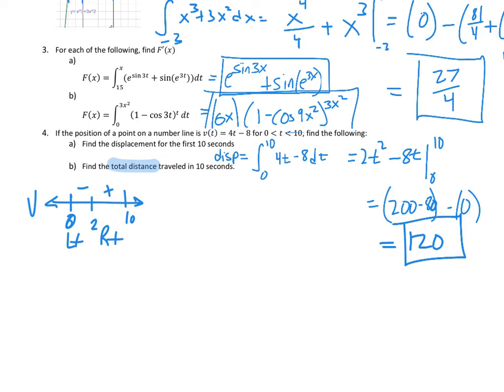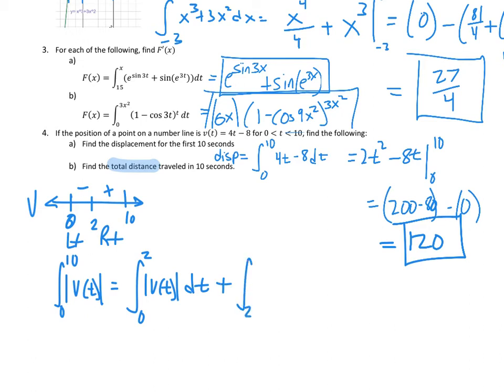So what we're going to have to do is find the absolute value of the integral here. And so the integral from 0 to 10 of the absolute value of v of t, which is the integral from 0 to 2 of the absolute value of v of t, because it's negative, okay, plus the integral from 2 to 10 of v of t, which is going to be positive because we're moving right.